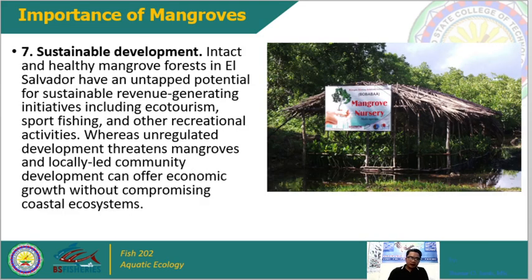Now, another is sustainable development. Okay? So we have here the intact, healthy mangroves. Kinahanglan ang mangrove kung naa na siya healthy na siya permanente.